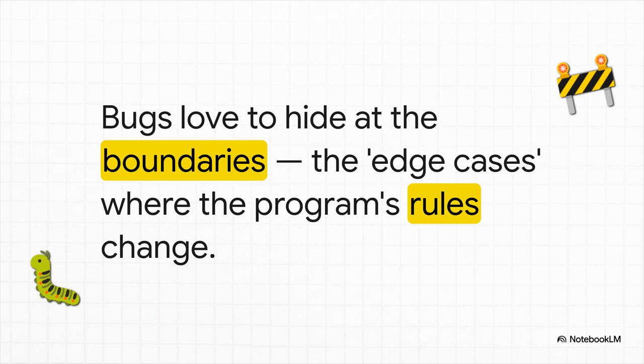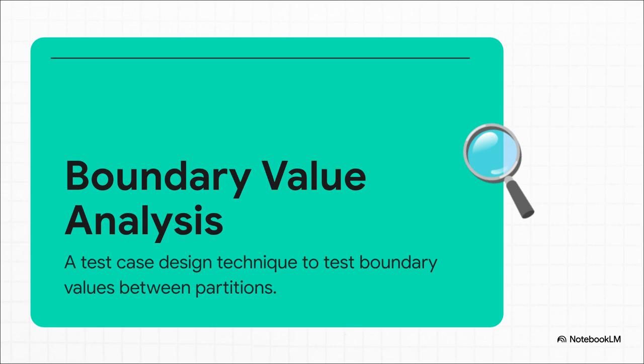These are the edge cases, the exact point where a program has to switch from one kind of behavior to another, like going from a valid input to an invalid one. And testing these tricky edges requires a much more specialized tool. And that brings us to our second technique, boundary value analysis, or BVA. Honestly, you should think of BVA as the perfect partner to equivalence partitioning. Once EP has done the broad work of creating the groups, BVA comes in and tells us exactly where to look for trouble, right on the edges of those groups.